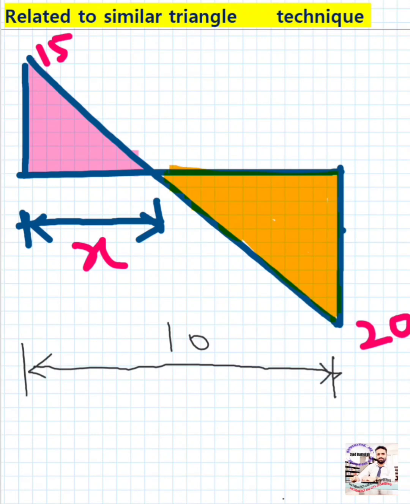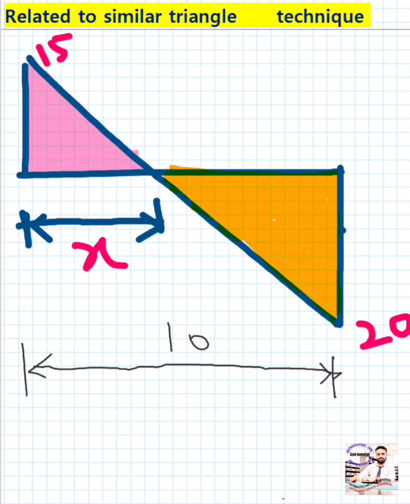Here, two triangles are given. One has intensity of 15 units and the second triangle has intensity of 20 units, where intensity means perpendicular. So here we will find the base length of the triangle having intensity of 15 units. The total base length of both triangles is 10 units. So we will use the concept of similar triangle technique to determine the unknown base length.